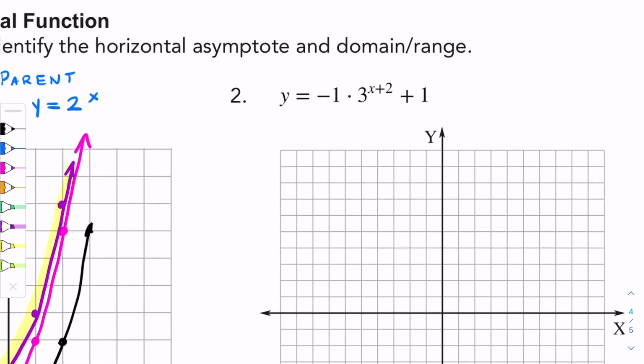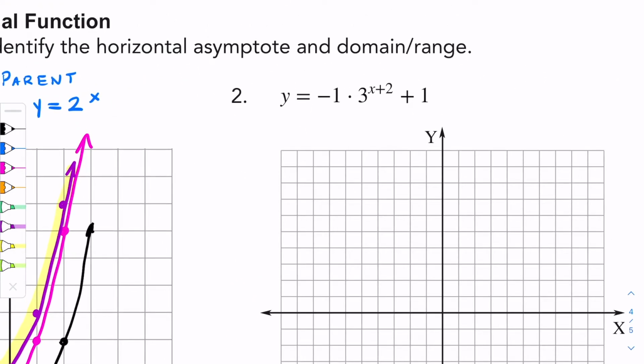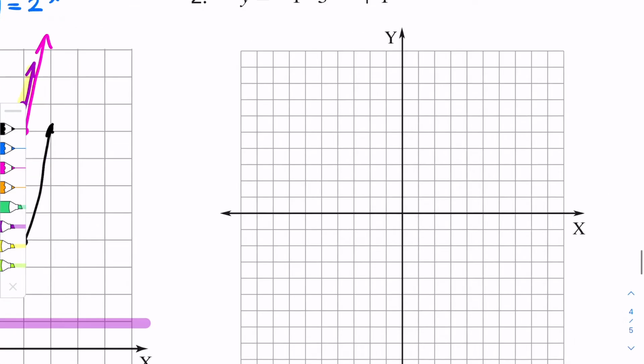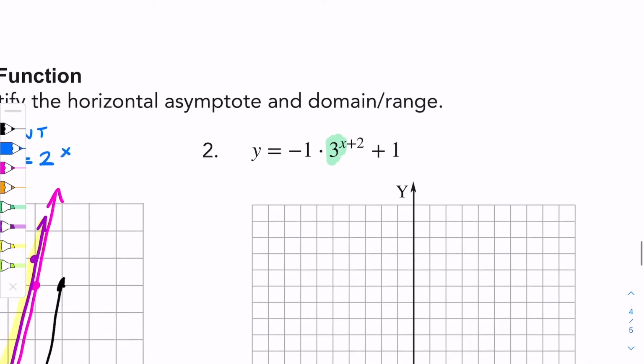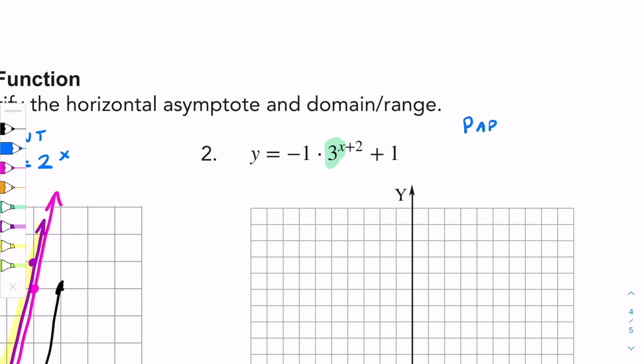Number 2. For number 2, we have y equals -1 times 3 raised to the power of (x + 2), and then plus 1. The first thing we need to identify is our parent function, which is just the b value raised to the power of x. So in this example, our parent graph is y equals 3 raised to the power of x.